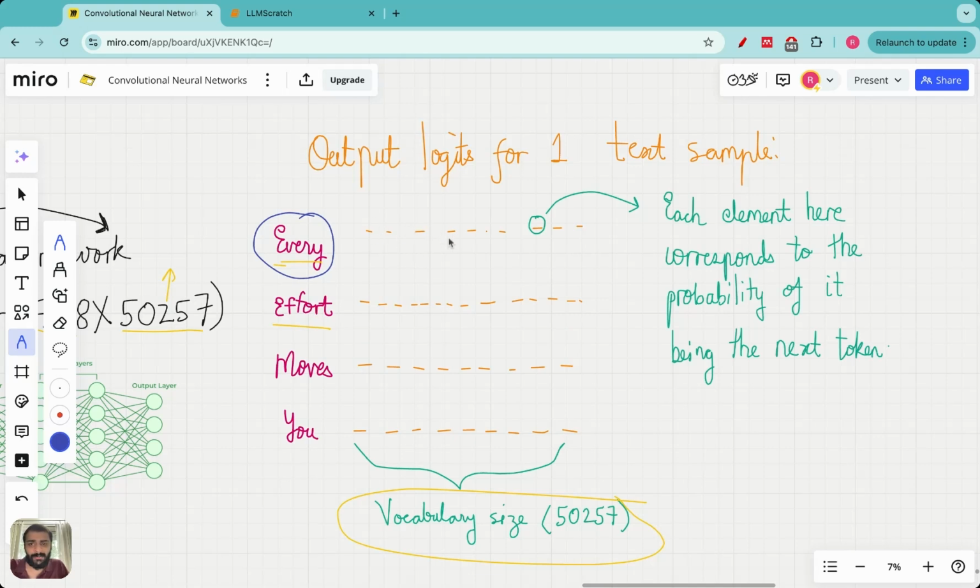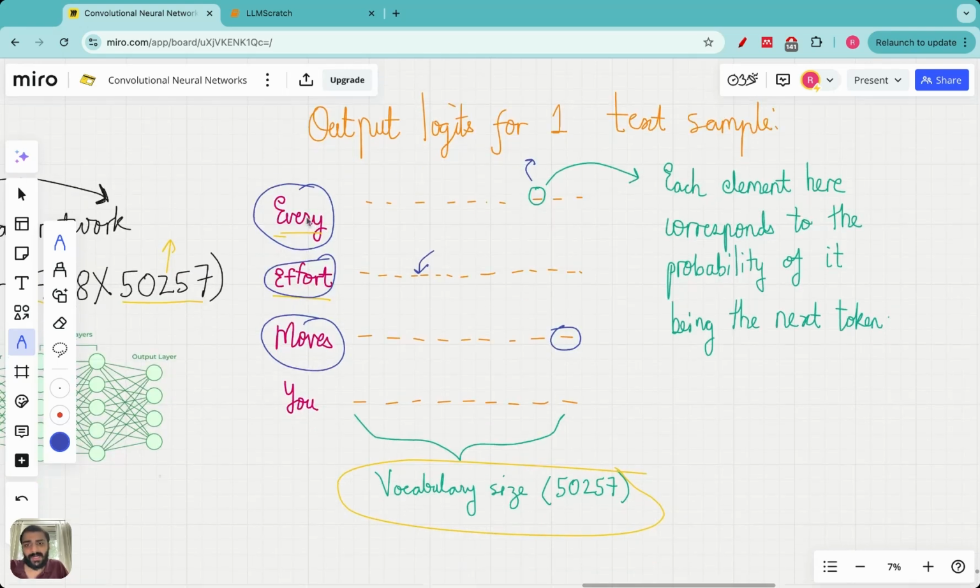So we look at the vocabulary and we look at that token or that column which has the highest value, and that column should ideally correspond to effort when every is the input. Similarly, when every effort is the input, we look at the column which has the maximum value, and that column corresponds to a certain word in the vocabulary, and that word should be moves, because when every and effort are the input, moves is the output. Similarly, when we look at every effort moves as the input, we will predict the next word, and that should be you. So we look at that column which has the highest value, and that should hopefully be you.